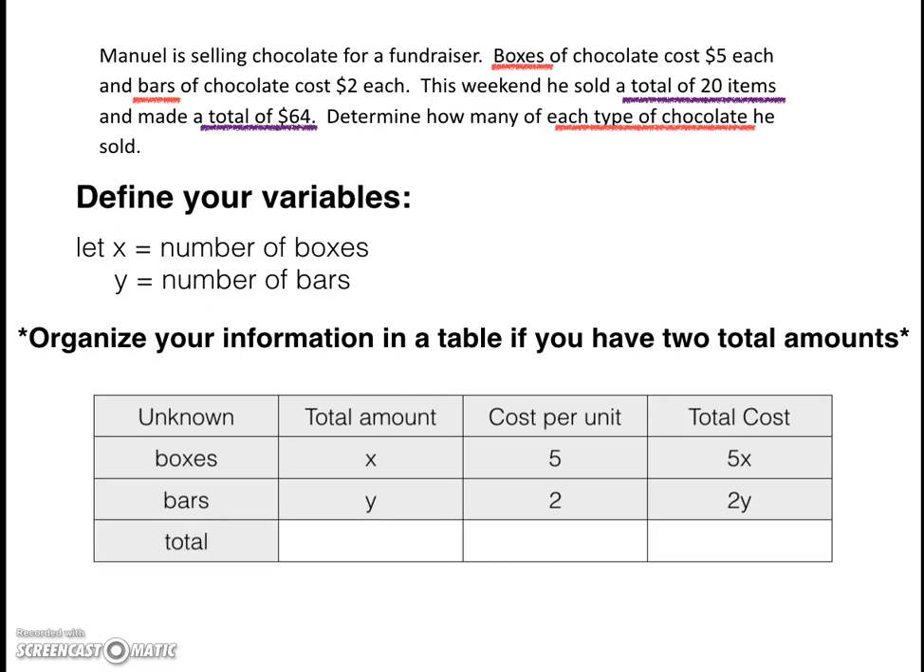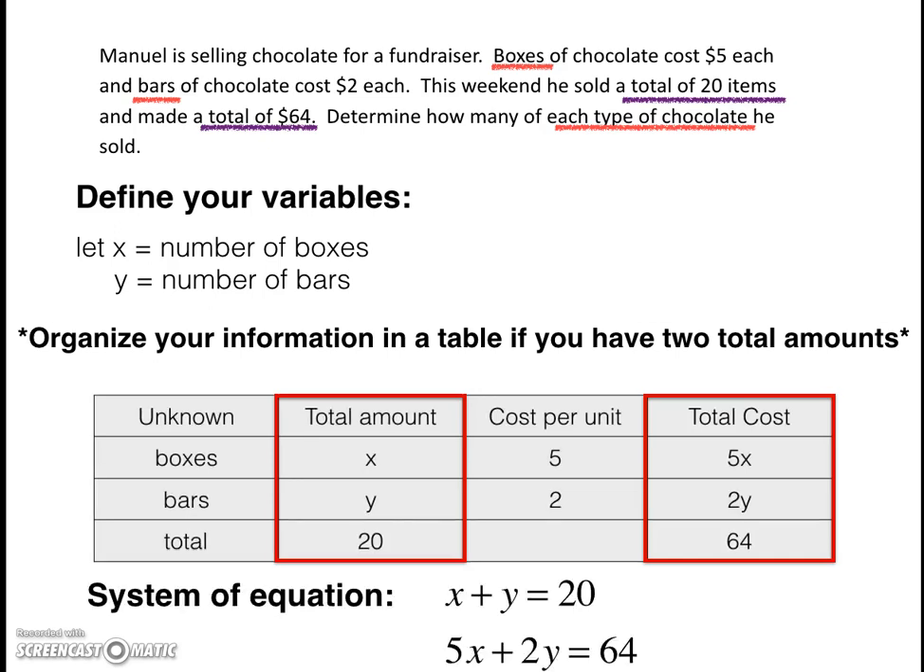And then in our final row, we're going to have our total information. Total amount was 20 items. Total cost was $64. Our two equations are going to come from the total amount and the total cost. The word total means we need to add items together. So our two equations are going to be x plus y equals 20 and 5x plus 2y equals 64.